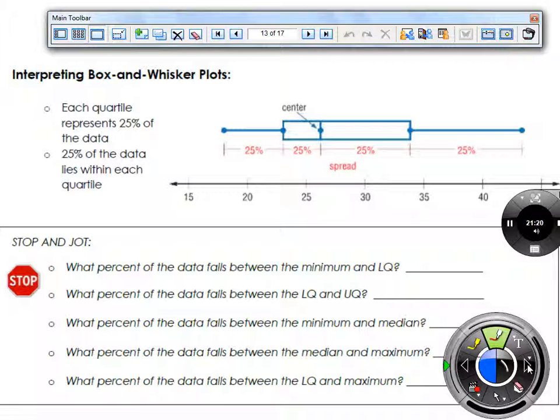Okay? So what percent of the data falls between the minimum and the lower quartile? 25%. Okay? Oh, really? Okay. What percent of the data falls between the lower quartile and the upper quartile? So quartile 1 and quartile 3, how much of the data is in that area? 50%. Okay? It's 2 of the 25% sections.